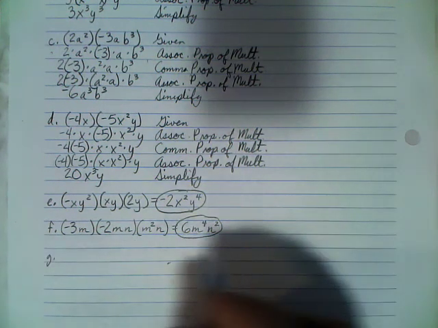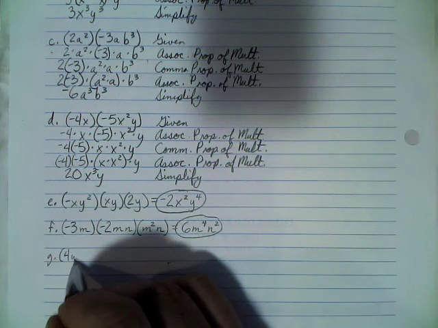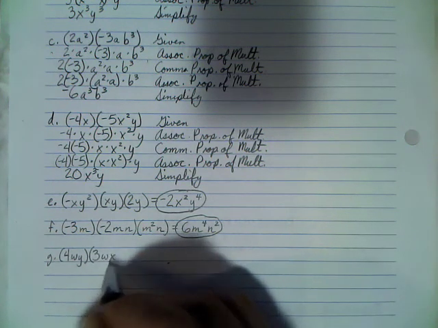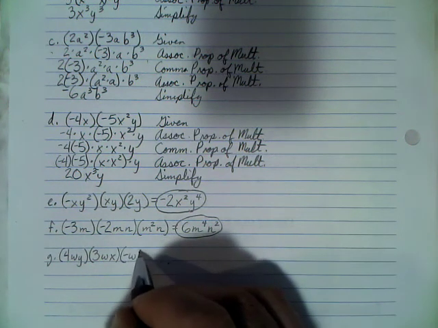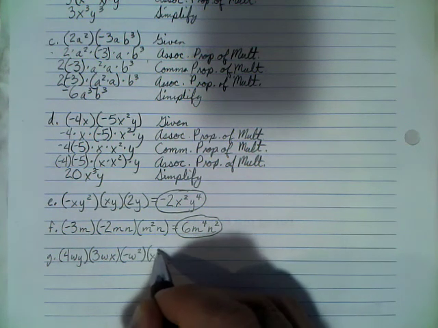G. G says 4wy times 3wx times a negative w squared, and then times x squared y.